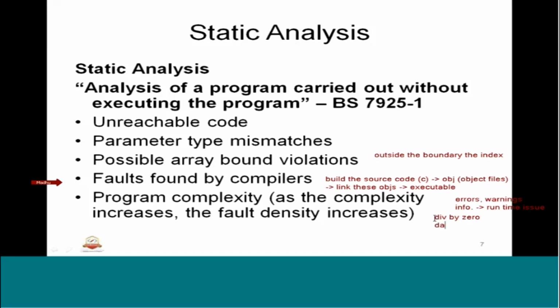It could be data type mismatches. There could be missing files. Simply it has ignored them and somehow it compiled. It is not a correct way. So all this will be part of the compilers.